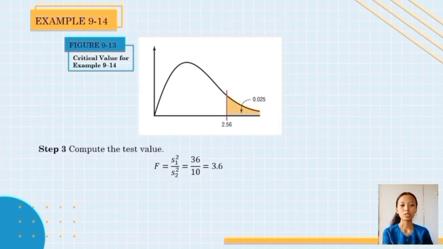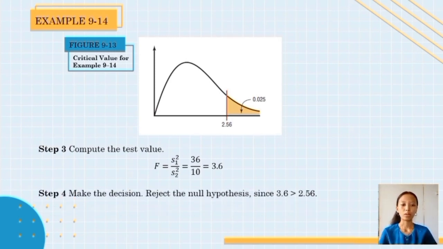Third step is to compute the test value using the formula F equals S squared sub 1 all over S squared sub 2, where our S squared sub 1 is 36 and our S squared sub 2 is 10. So 36 divided by 10 is equal to 3.6. Step 4 is to make the decision.